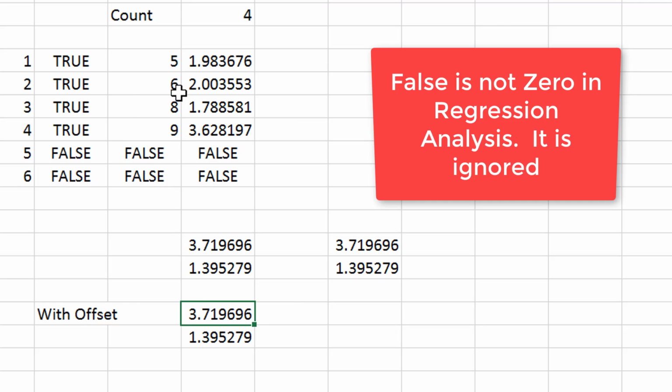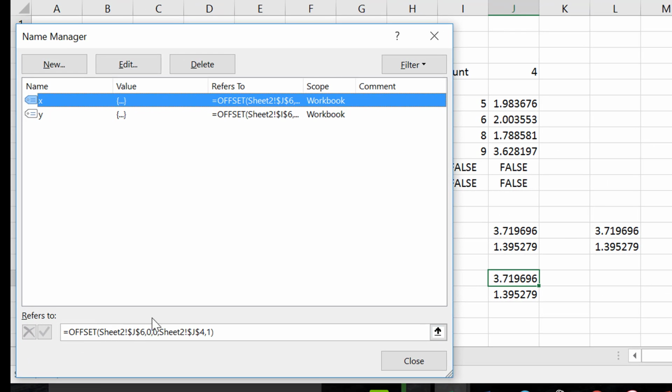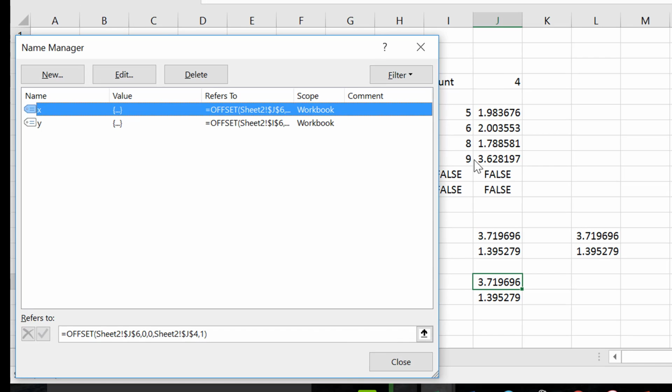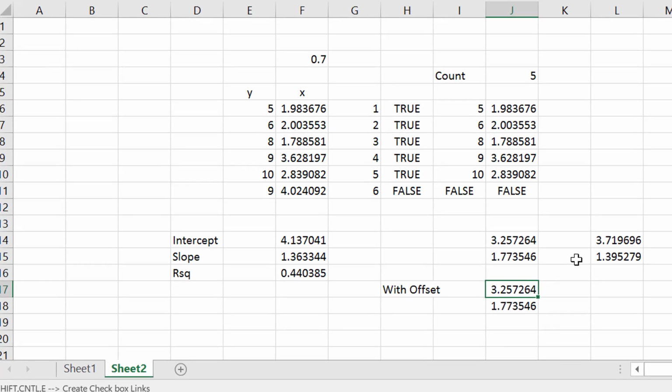So on this one, I press Control F3, and on the X, we have an offset, and it starts at the top, moves at 0 rows, 0 columns, but this is J4, so this is the length. So X and Y both have a length of 4. Now when you do that, you get the same number, and if we put 3, okay, so that's supposed to happen. If I put 5, all right, then it gives you exactly the same result.